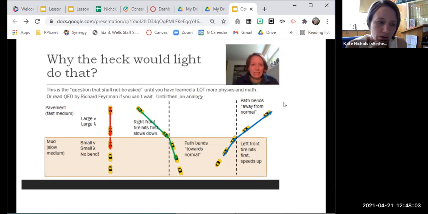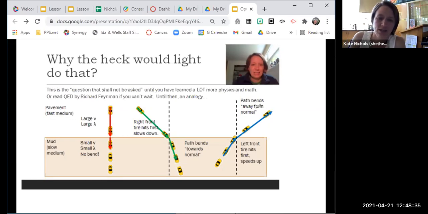And so in the pavement or the fast medium, as we mentioned earlier, we have a large velocity and a large wavelength. For all of these waves, that's always going to be the case. Whenever you're moving at a large velocity, you have a large wavelength because they have that linear relationship. If you go straight into that medium, the velocity decreases and the wavelength decreases, but we don't get a bend because we went straight in, right? Both front wheels hit at the same time.